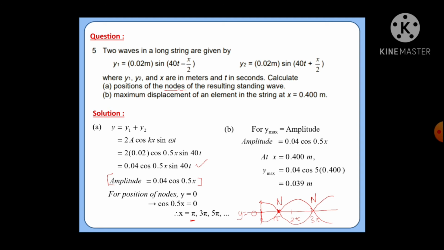And then the next note is to refer to the diagram. You need to understand the shape of the standing wave. Now we calculate the maximum displacement of an element in the string when x is equal to 0.4 meter. For the maximum displacement, which is the amplitude, we refer to the equation of amplitude and substitute the x. When we substitute the value of x, which is 0.4 meter, inside the amplitude equation, you get that the maximum displacement is equal to 0.039 meter.